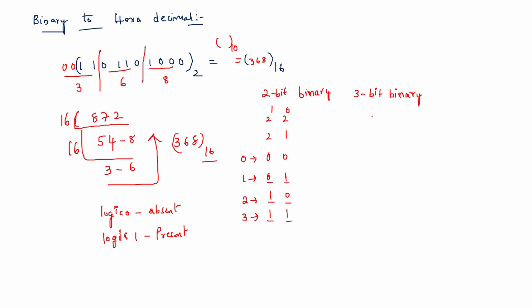So 3-bit binary, how can you represent? 2 power 2, 2 power 1 and 2 power 0. Okay, so 1, 2, 4. Okay, in this way we will represent.